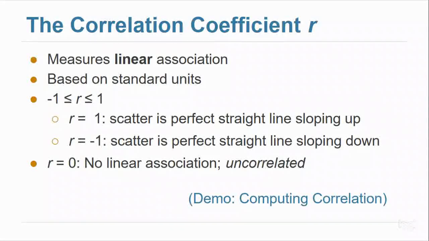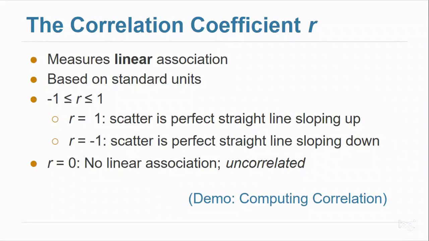When R equals 1, the scatter is a perfect straight line that slopes upwards. When R is -1, the scatter is a perfect straight line sloping downwards. And when R is 0, there's no linear association. We say that the two variables are uncorrelated. That doesn't mean that there's no connection between the two variables, that there are somehow no trends there at all. It's just that there's no linear trend.